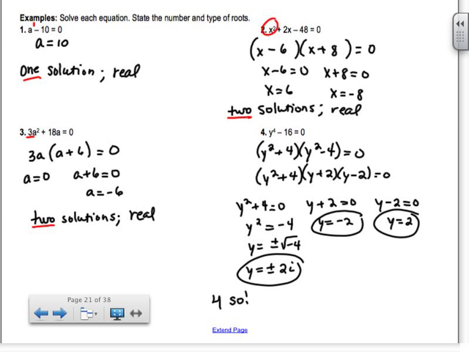Okay, so this one has 4 solutions. 2 are real, and 2 are imaginary. So you can say imaginary or complex, it doesn't matter. Because we have 2 here, right? We have 2 and negative 2, and then we have 2i and negative 2i. So we have 2 that are written there.